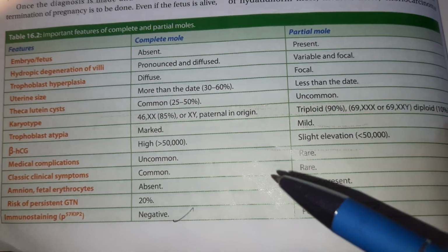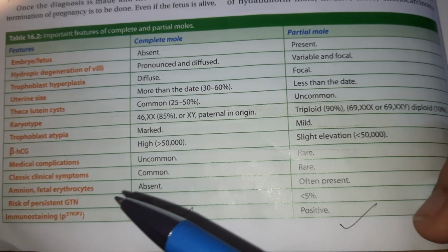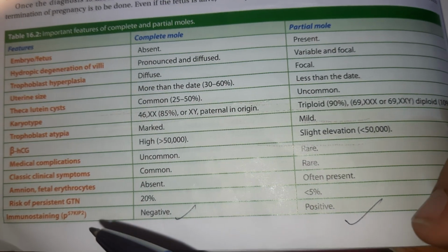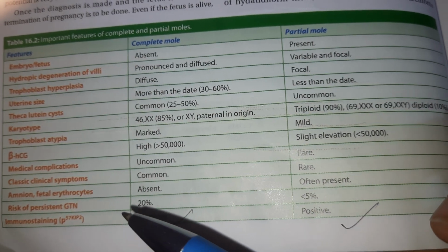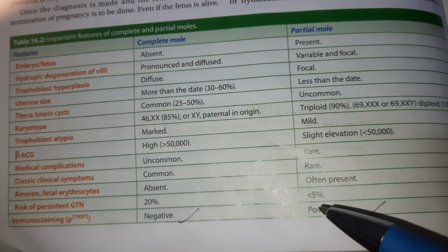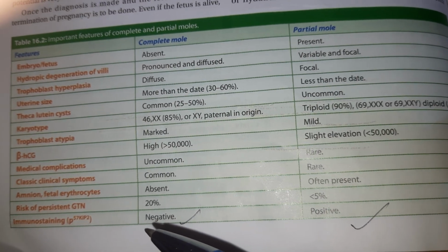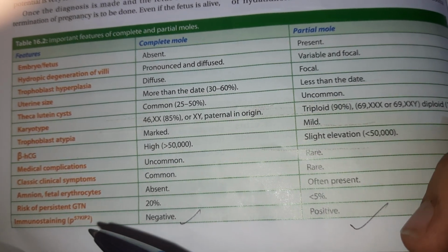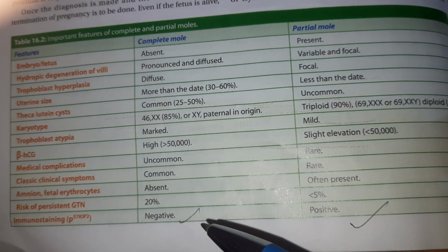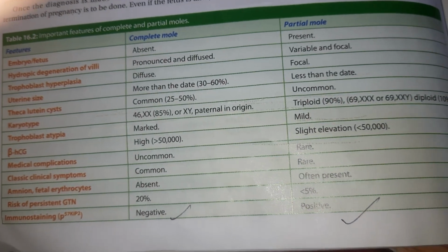Classic clinical symptoms are common in complete mole; they are rare in partial mole. Amnion and fetal erythrocytes are absent in complete mole; they are often present in partial mole. Risk of persistent GTN is 20% in complete mole; it is less than 5% in partial mole. Immunostaining for P57KIP2 is negative in complete mole, whereas it is positive in partial mole.